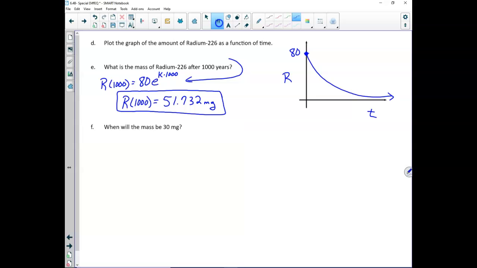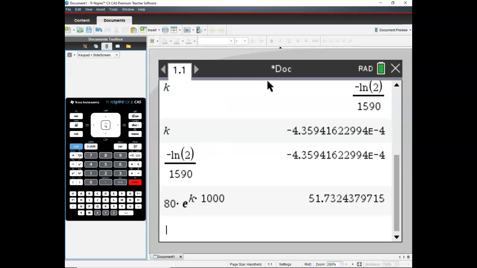When will the mass be 30 milligrams? Well, boy, that's kind of tough. So we're going to say, when is 30 equal to 80 e to the k times t? Okay, remember, k is a variable. I don't want to algebraically solve this. This type of problem would be on the calculator active portion of your test.